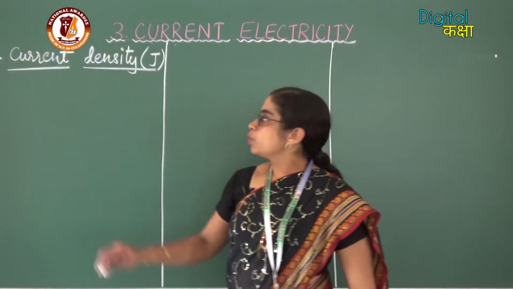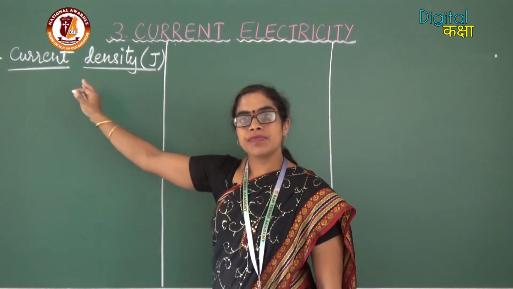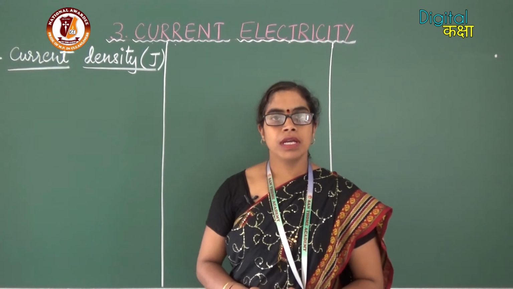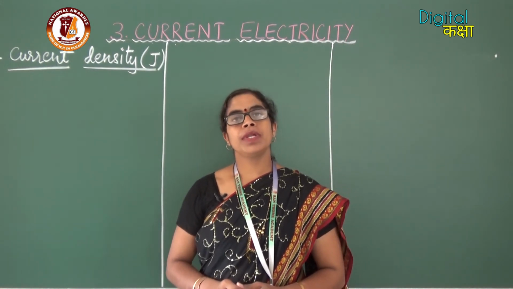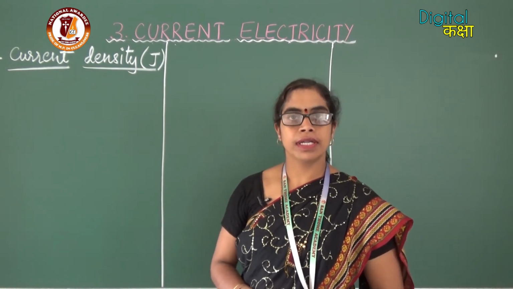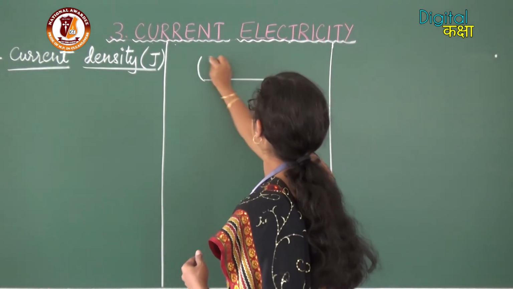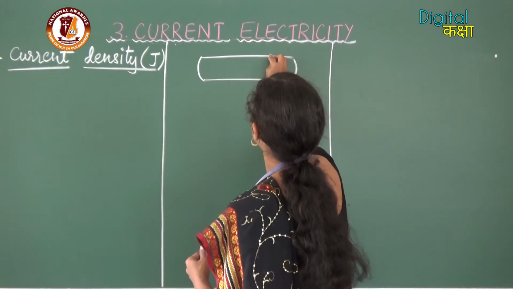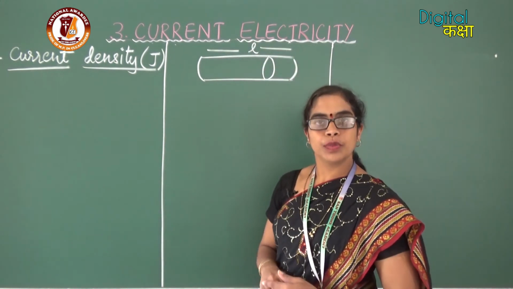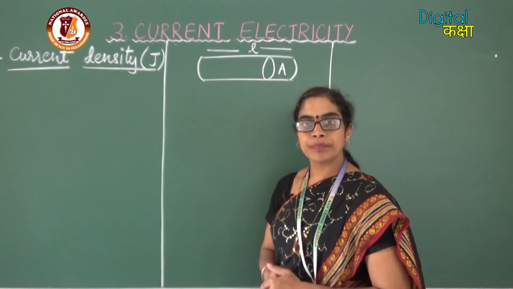Coming to the next topic, that is current density. This physical quantity, current density, is defined as the current flowing per unit value of the cross sectional area of a given conductor. Here, if we are considering a conductor, let us take the length of the conductor to be L and its cross sectional area to be A.